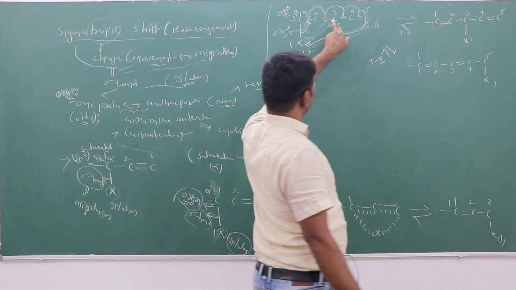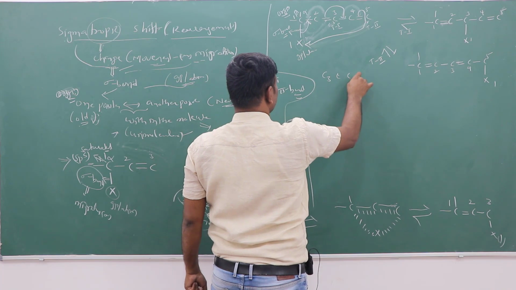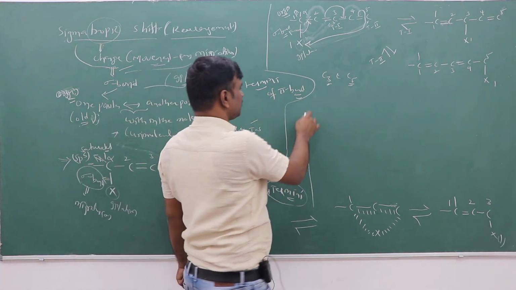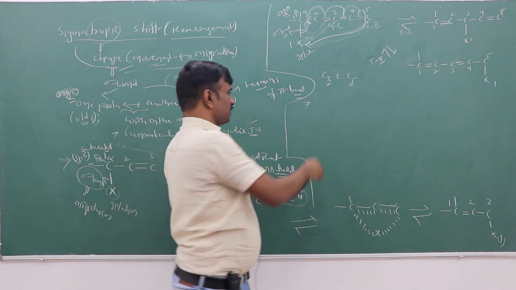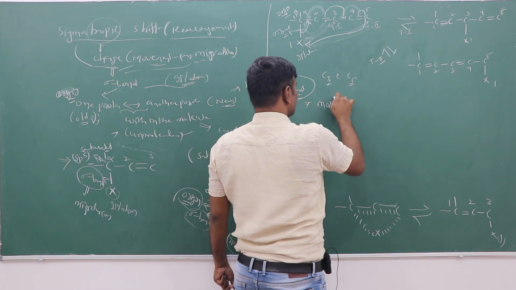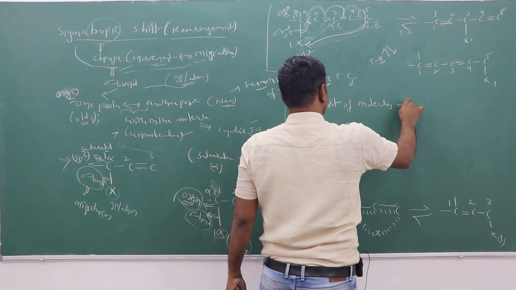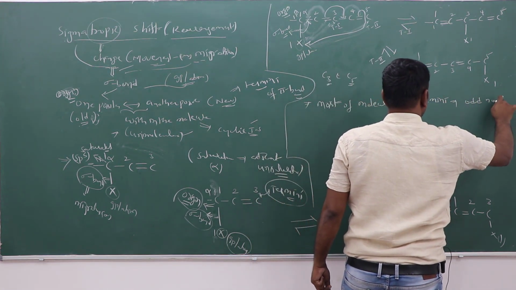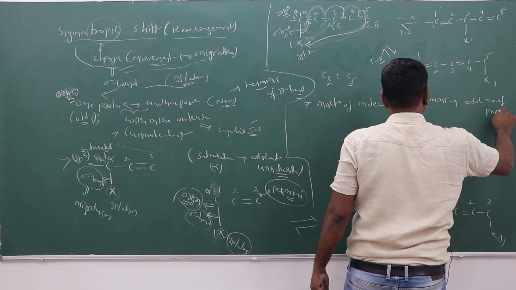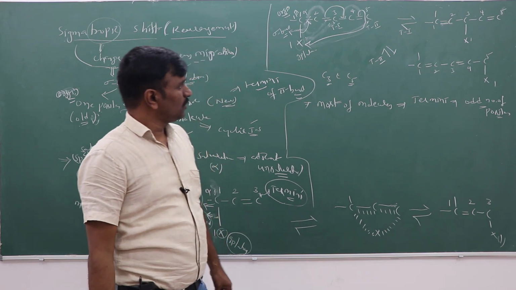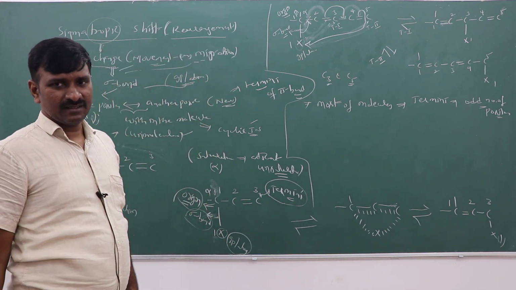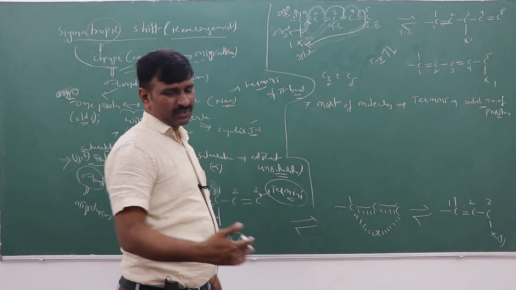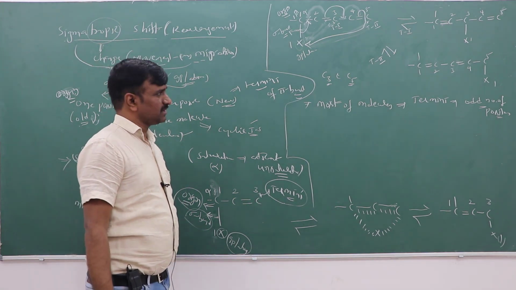Right, so the termini positions are here, C3 carbon, and another one is C5. One is C3, another one is C5. So based on that, not always, but in most of the molecules, terminal positions are odd number of positions. That means 1, 3, 5, 7, 9 like this. Most of the cases terminal positions are odd number of positions.